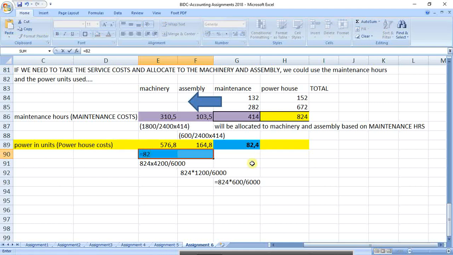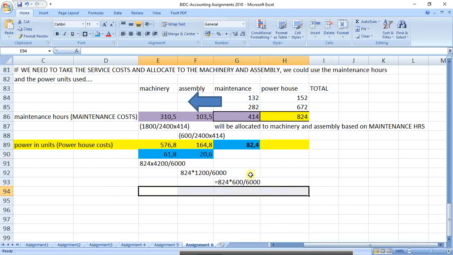So 82,4 times the maintenance hours. So times 1,800 divided by 2,400 equals. Okay, we're allocating that cost. Same thing here. 82,4 times. Okay, so assembly. How many maintenance hours does the assembly use? 600 of 2,400 gives me that. Okay, so now we can summarize.